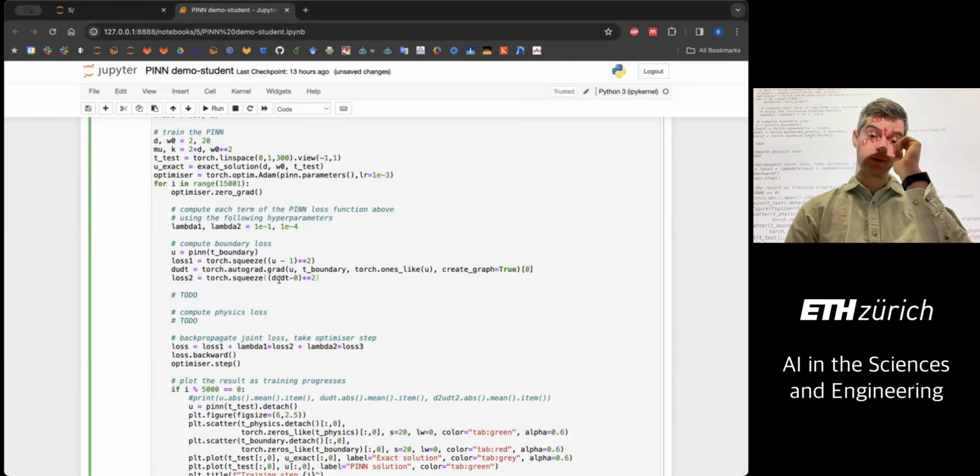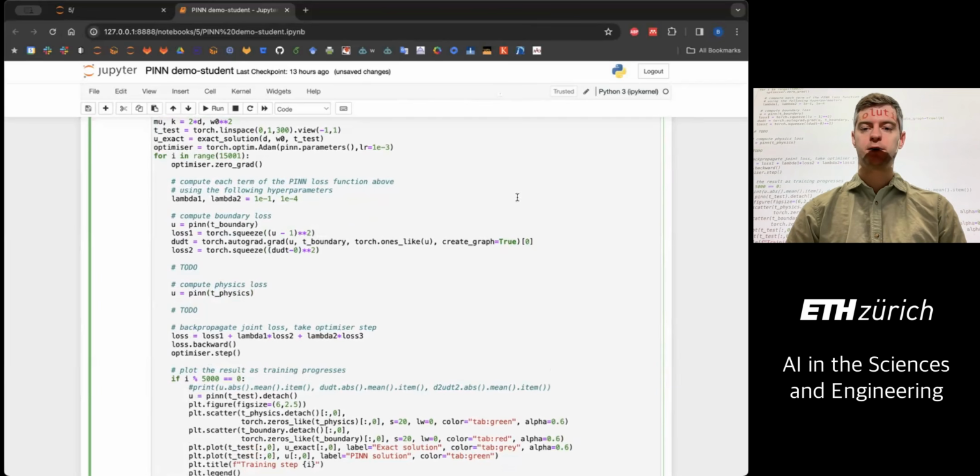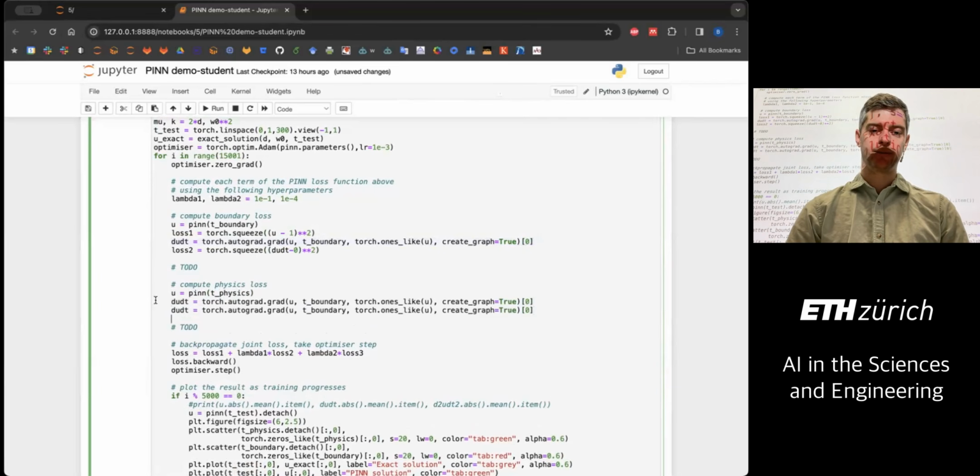Now all we have to do is compute the physics loss, and we're going to use exactly the same autograd tools to get the extra gradients that we need. So the first thing to do is now to compute the PINN, not at the boundary points, but now at the physics points, so across the domain. So t physics. And then I'm going to copy this line and paste it twice, and I'm going to pass the physics points instead of the boundary points. Like this.